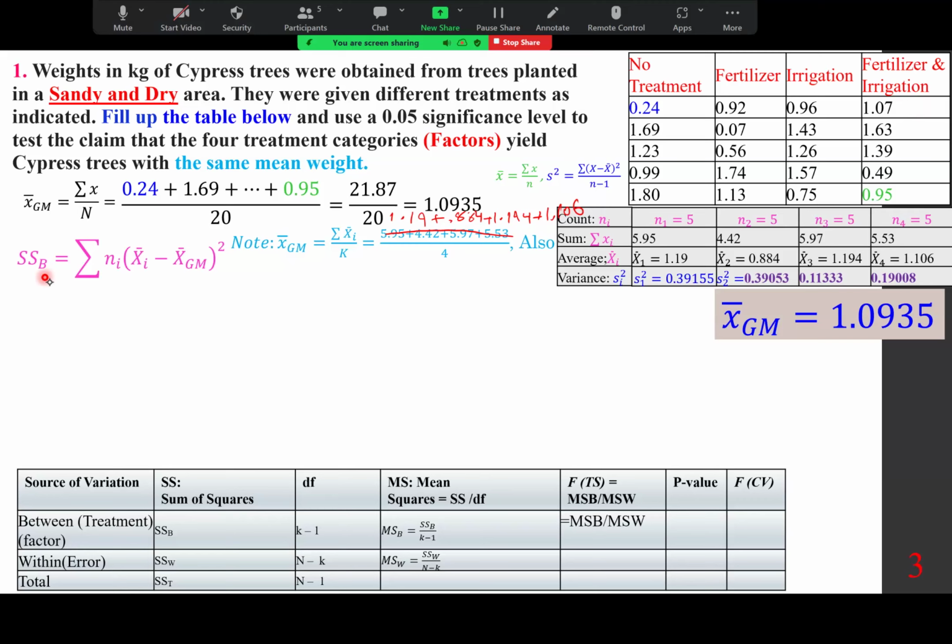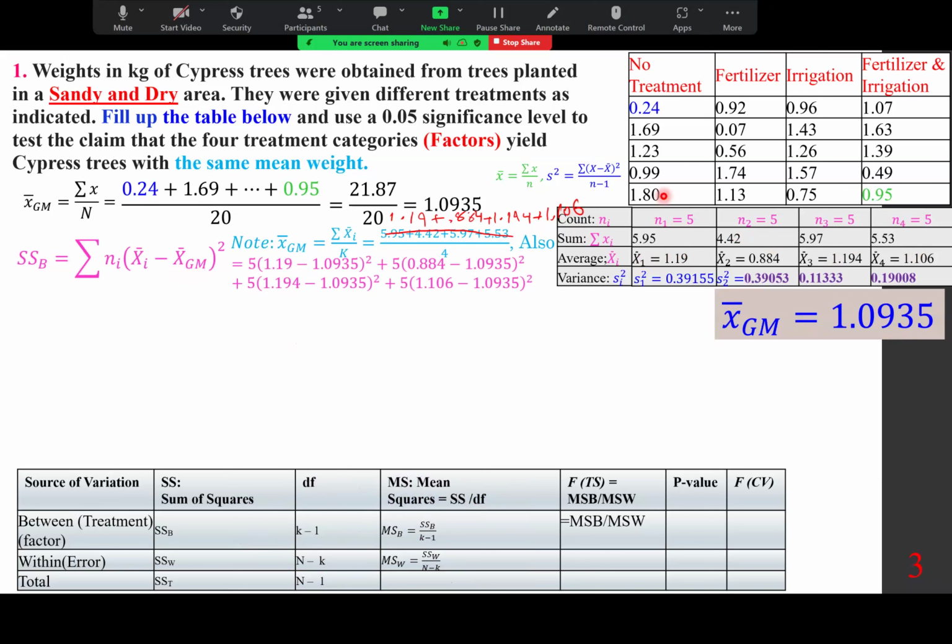the sum of squares in between. It's n sub i times x sub i bar minus x bar GM, squared. So we are going to use for this one, for each group, n happens to be the same for each one. So 5 times, this is n sub i. So n sub 1 would be 5 times x sub i bar. That means x1 bar would be 1.19 minus x bar GM. That means 1.0935. And we square it. We do the same thing with the next one, and the next.